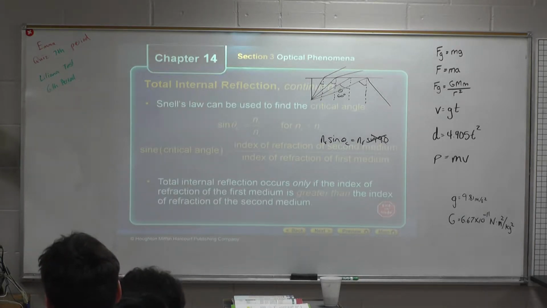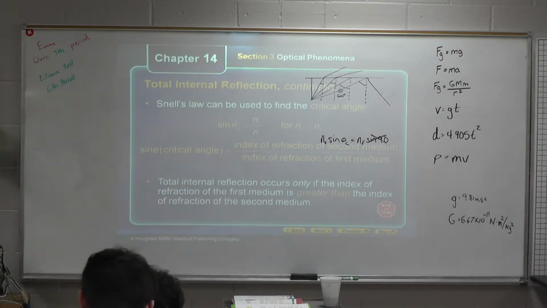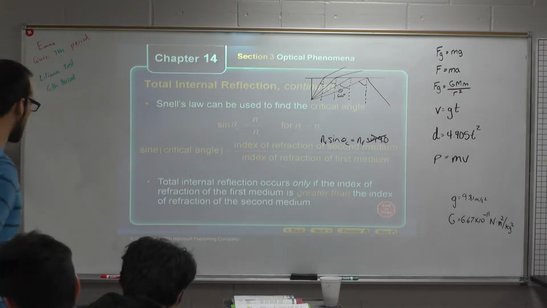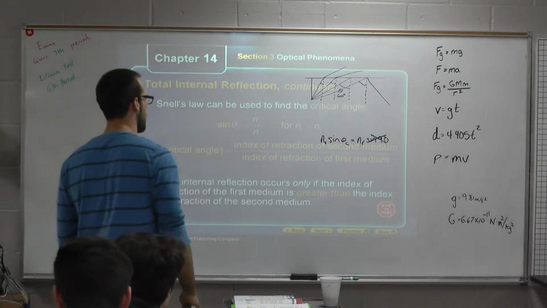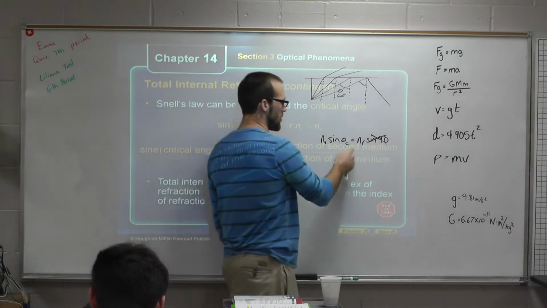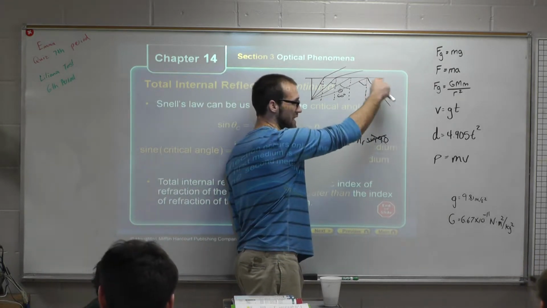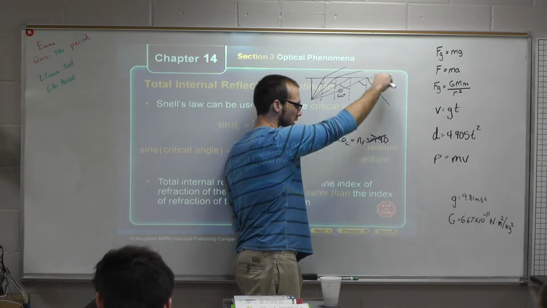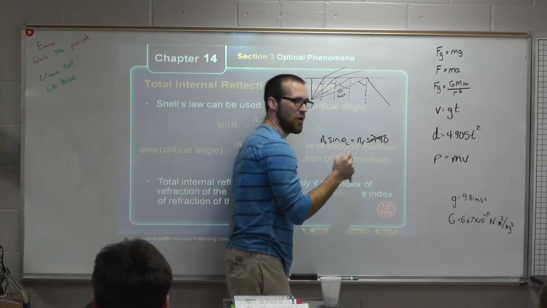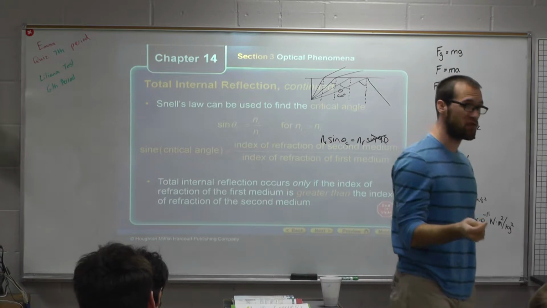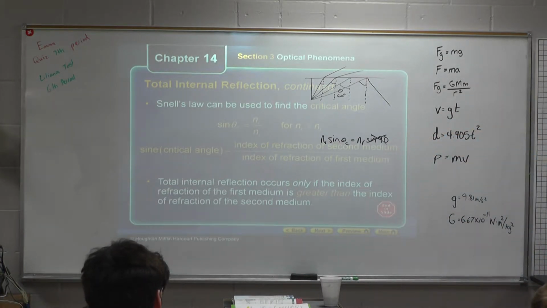If you can't see this because it's super gray, write it in. So when I said that your critical angle is the angle at which you get that perfect 90 degrees, there's only one critical angle. However, there are a lot of different angles that could give you a total internal reflection. Does that make sense?